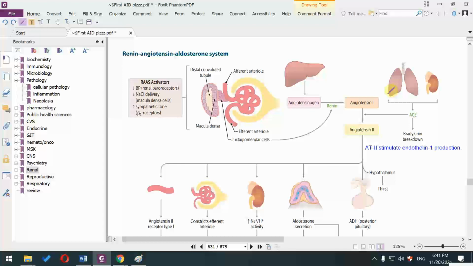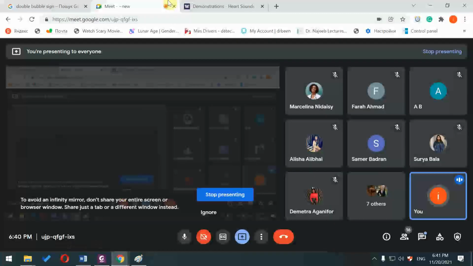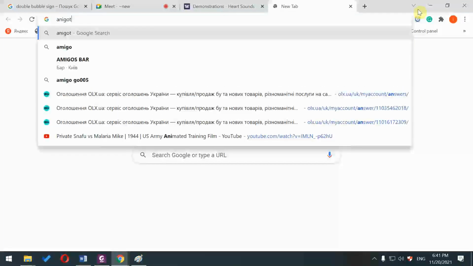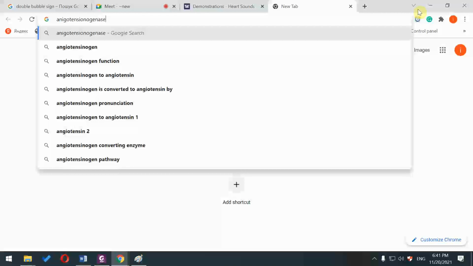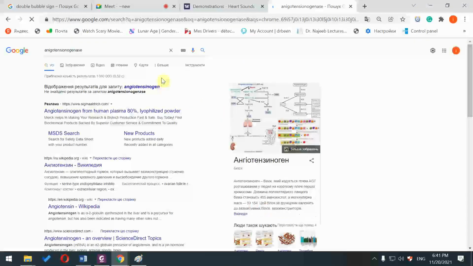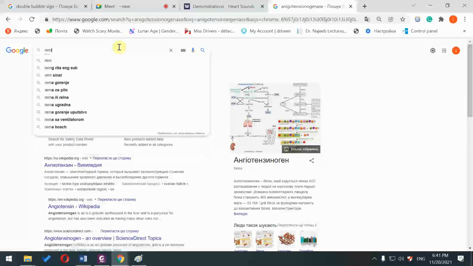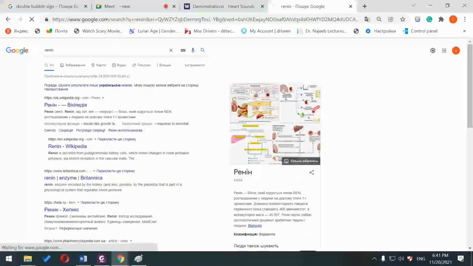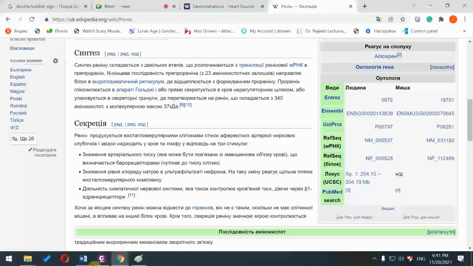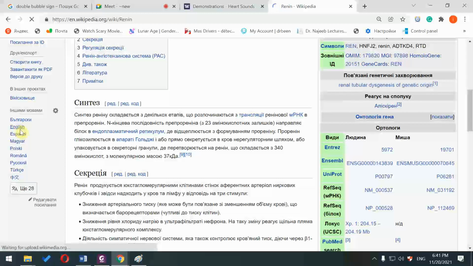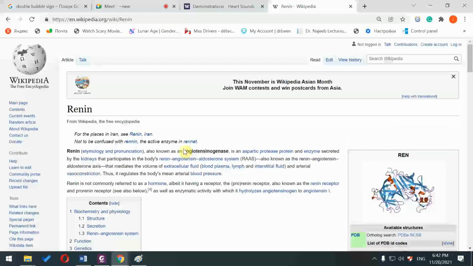Okay. So again, let me write you here angiotensinogenase. Yeah, anything that ends with an ase, it is what? It's an enzyme. So actually, if you Google renin, oh, sorry guys, it's in Russian. But basically, it's written that it's Angiotensinogenase. You must know this one.